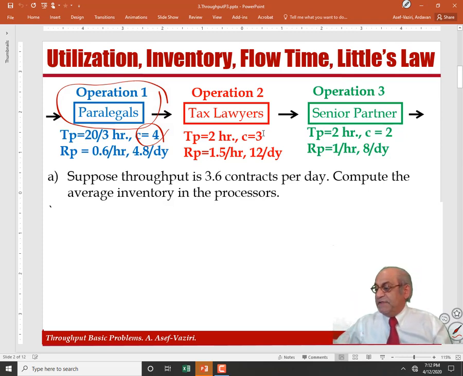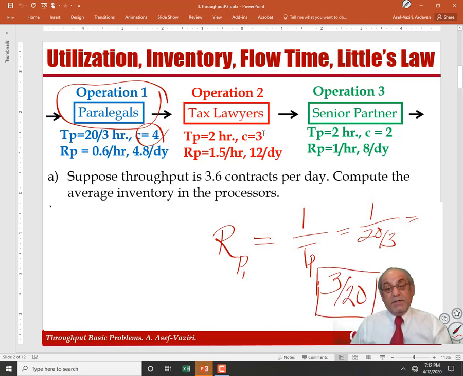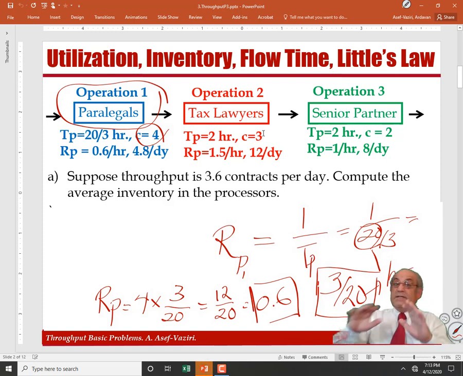Capacity of each one of these resources is RP1, for example, equal to 1 divided by TP, and that is 1 divided by 20 divided by 3, which is equal to 3 divided by 20. 3 divided by 20 units per what? Per hour, because this 20 was hours. So this is 3 divided by 20 products per hour. But we have 4 of these resources, so the capacity of the resource pool is equal to 4 times 3 divided by 20, which is 12 divided by 20, or it is 0.6. This is the capacity of this resource pool.